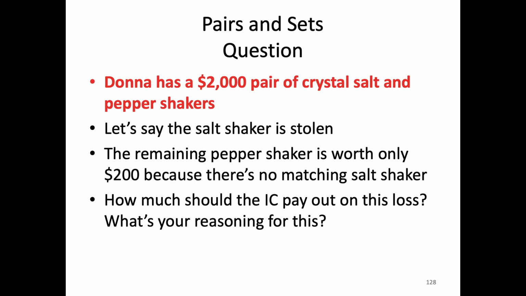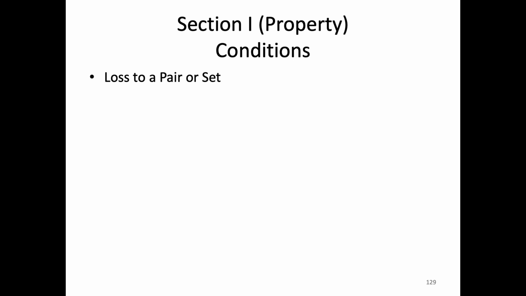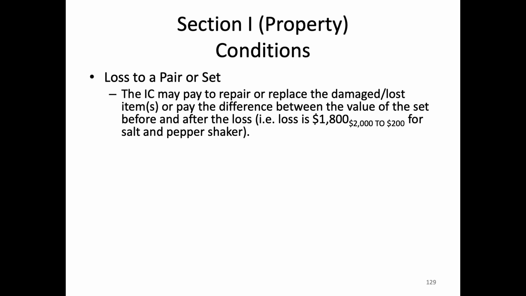How much should the insurance company pay on this loss? Well, maybe $1,800, that's the loss in value, or maybe $2,000, they should just buy the insured a new set. So we could think how it should be, and then we'll show you how this works, what the insurance company does in an example like this. So loss to a pair in a set. What the insurance company can do, and it's their choice, they could either pay the decline in value, which in this case is $1,800.